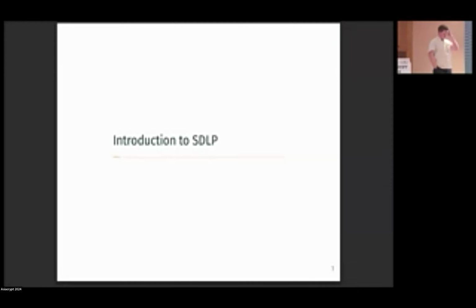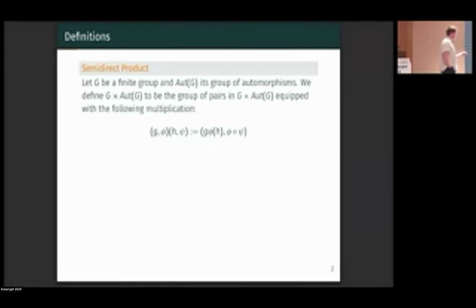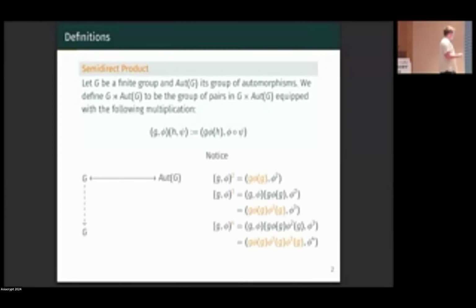This is a whistle-stop tour of what SDLP is, a field that's been going on for about 10 years now. For our purposes, we care about what happens when we take a finite group G and its automorphisms, and look at pairs of group elements and automorphisms. We equip these pairs with a multiplication that has a twist in the first component: we apply the automorphism to H before we multiply. The game of semi-direct products cryptography is that you keep taking powers in this group, and you get these strange-looking products in the first component.